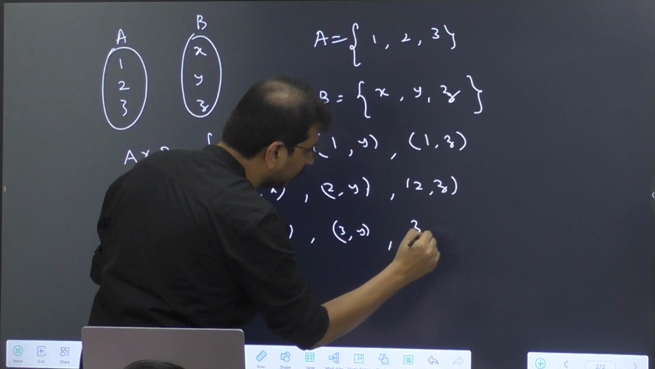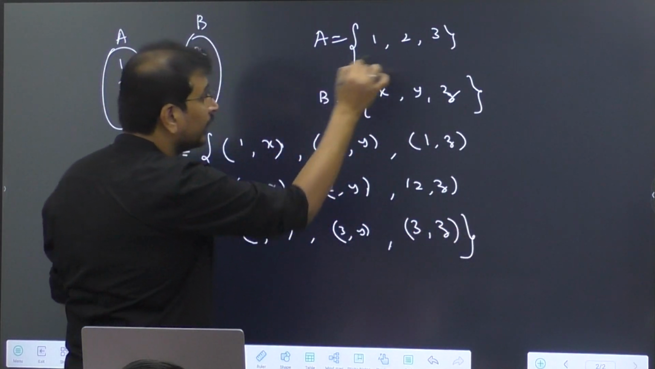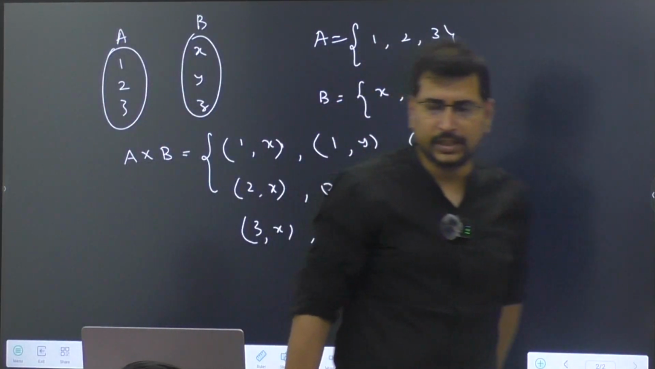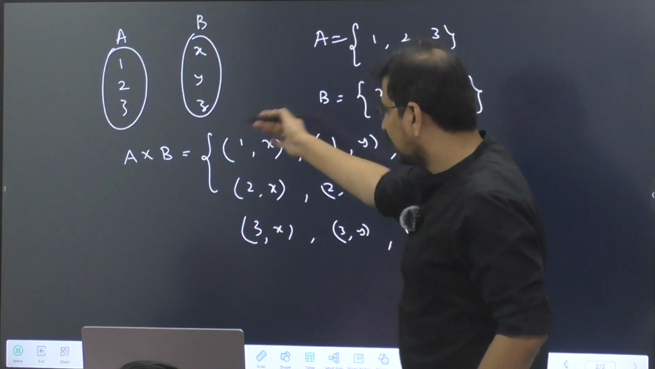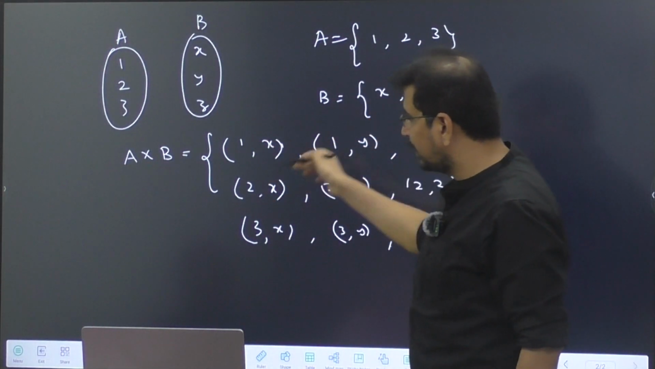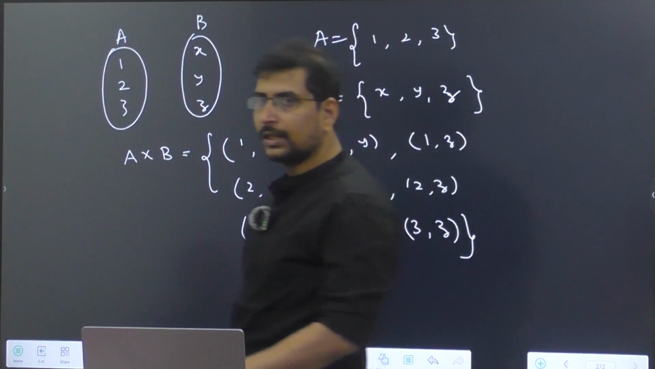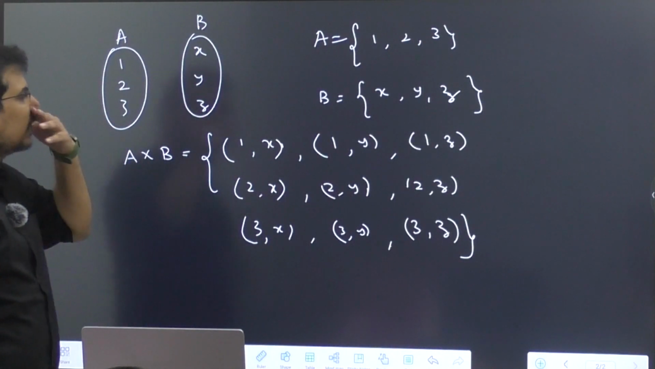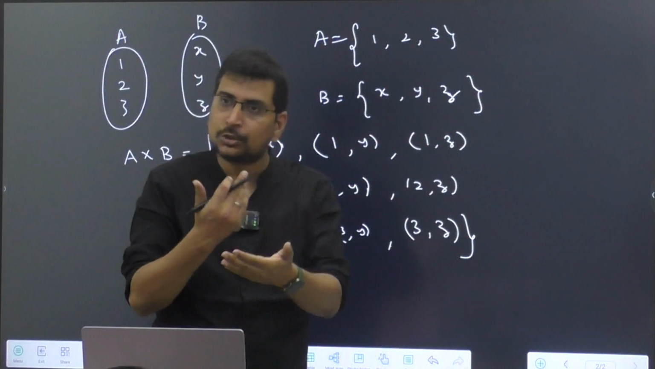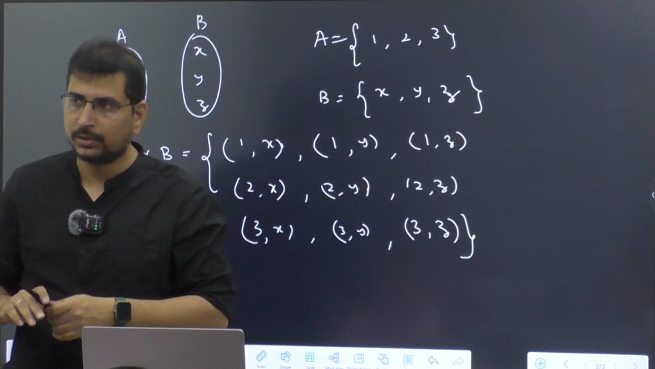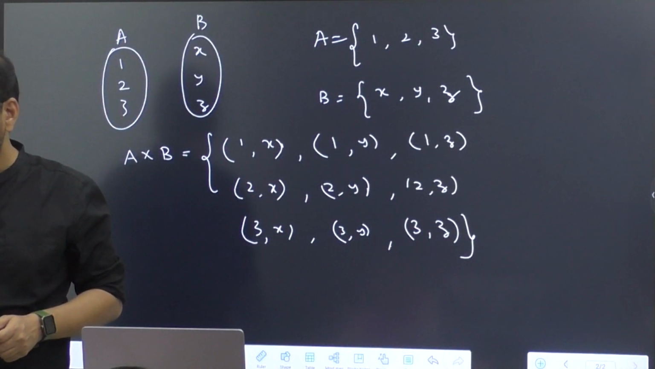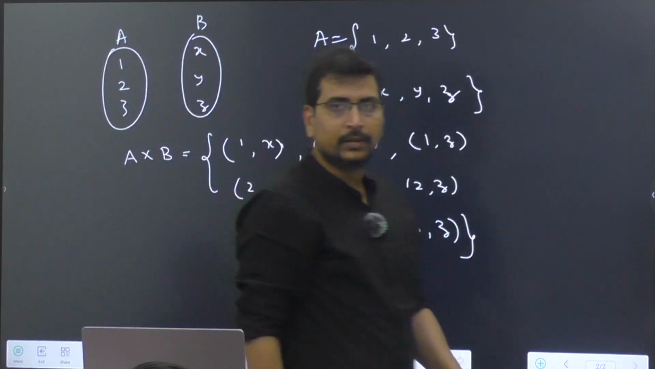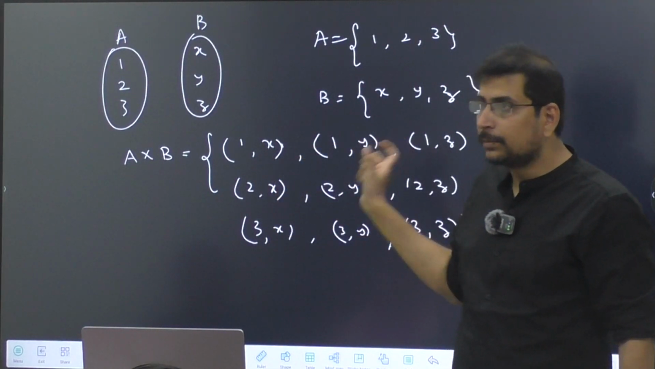When I do the Cartesian product, how many elements am I getting? Here I have 3 elements, here I have 3 elements. So I'm getting 9 elements, 3 into 3. The collection of this set, what are these called? This 1, x, what are they called? They are called ordered pairs. If set A is a collection of individual elements, then set A cross B is a collection of ordered pairs.